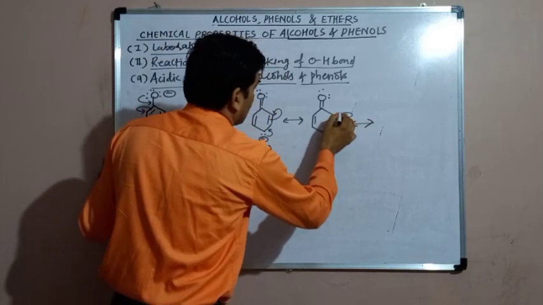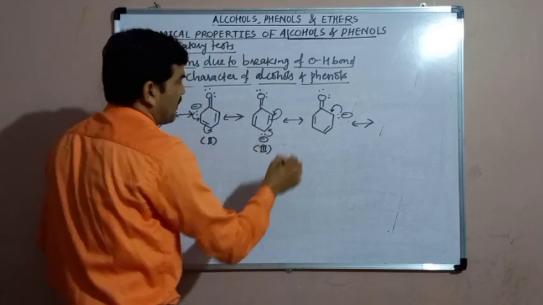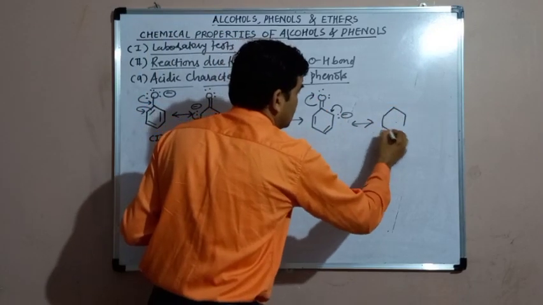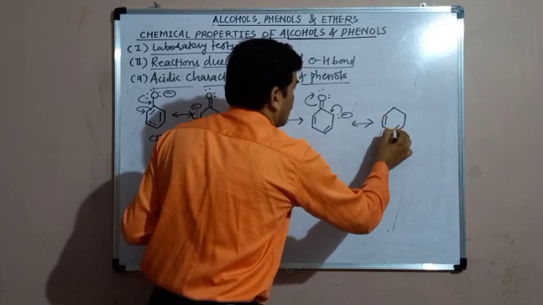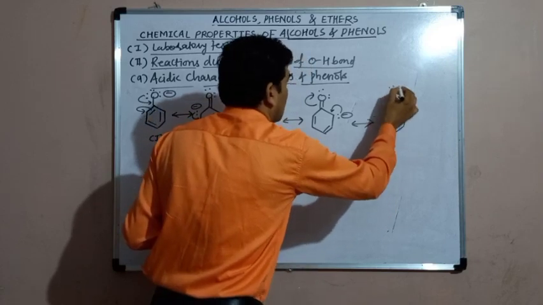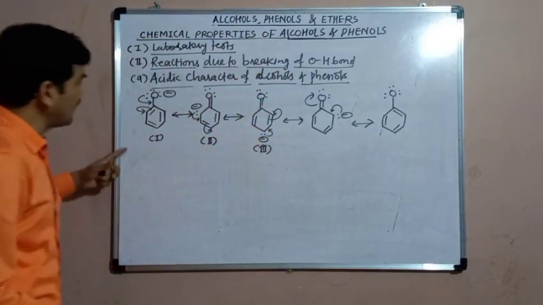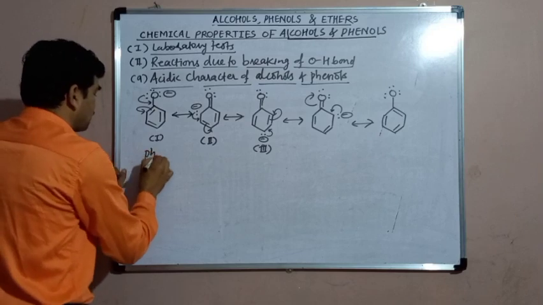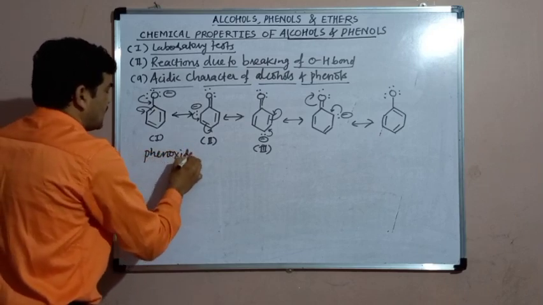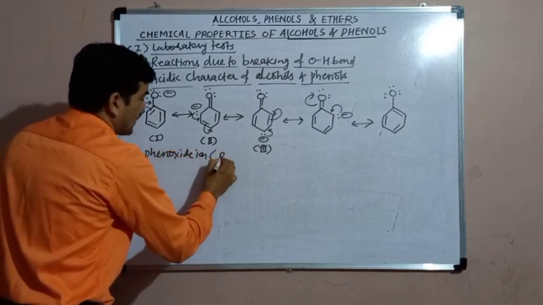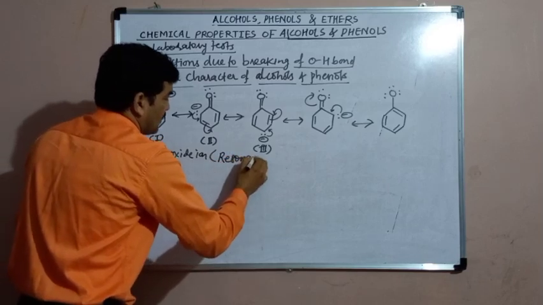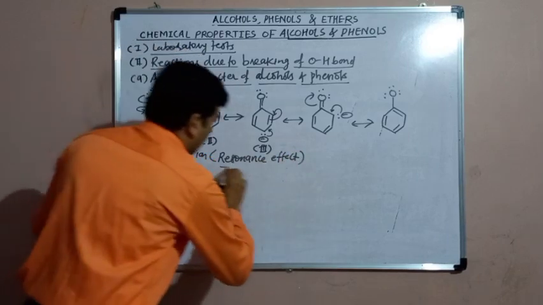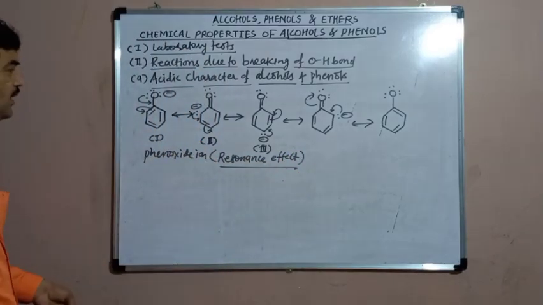Then this lone pair gets converted to the pi bond, and the pi bond breaks again to form the lone pair on the oxygen atom. So in this way, the resonance or the delocalization of electrons occurs within the phenoxide ion. Which effect occurs here? Resonance effect. It is the electronic effect, resonance effect, which occurs within the phenoxide ion.